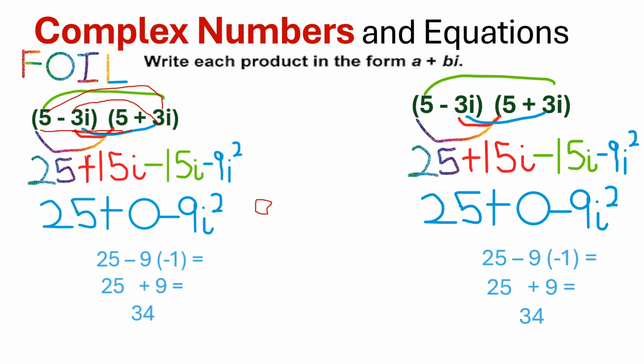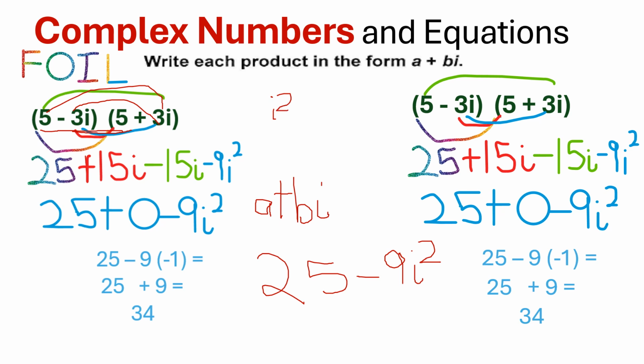Your textbook sometimes will have the answer, and they will leave it at this, where the answer is 25 minus 9i squared. But if you want to take this out, remember i squared equals negative 1. 9 times negative 1, this is negative, this is positive, so your answer is 34. Or you can leave it in this form either way. Okay?